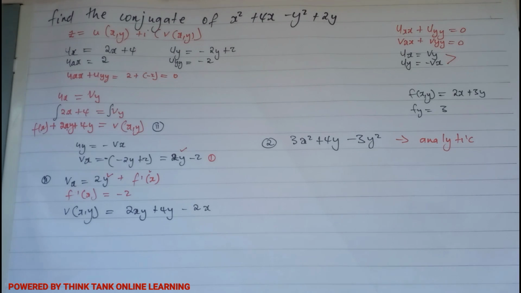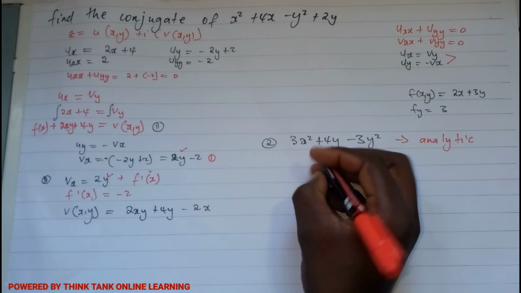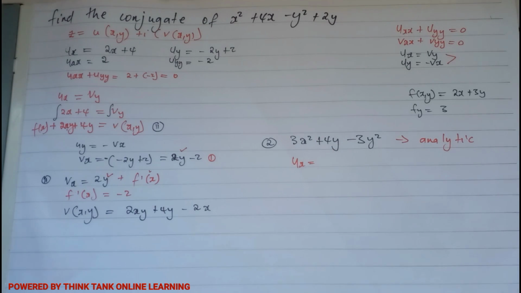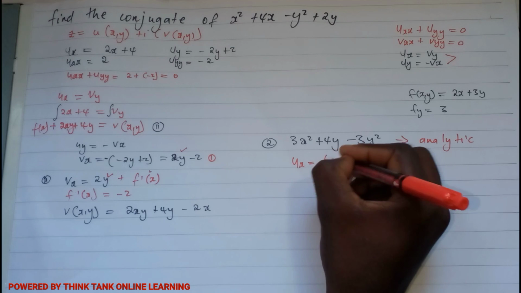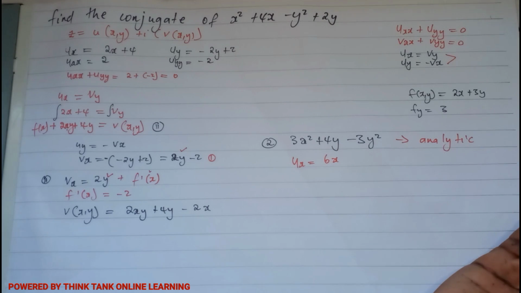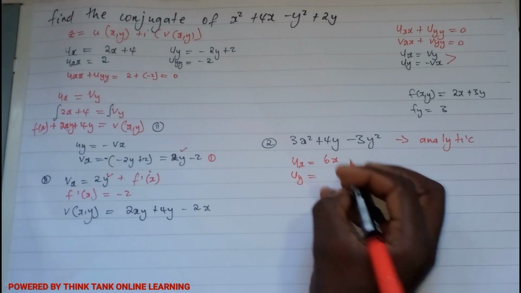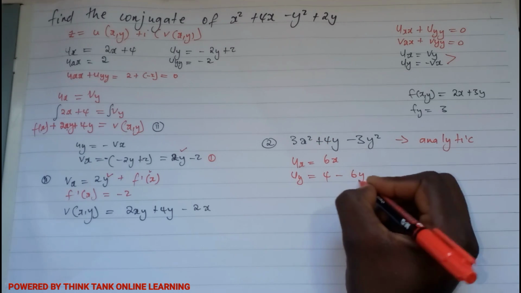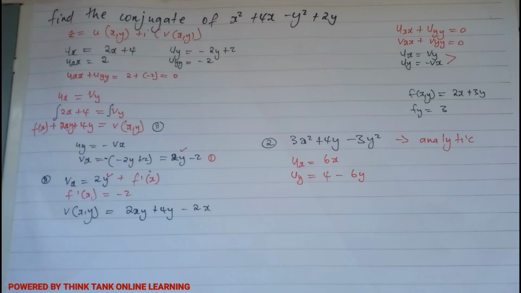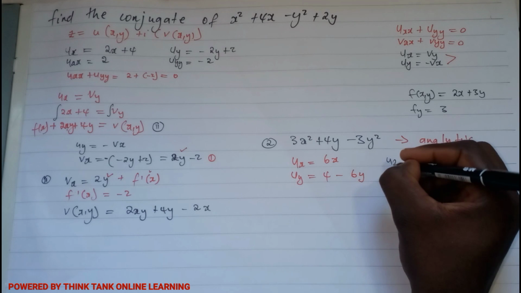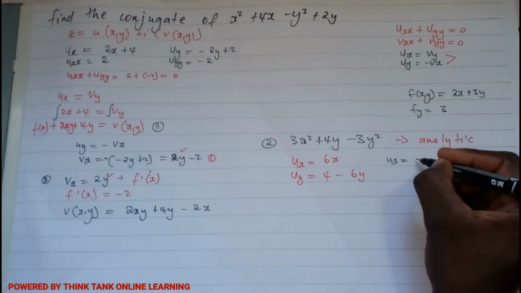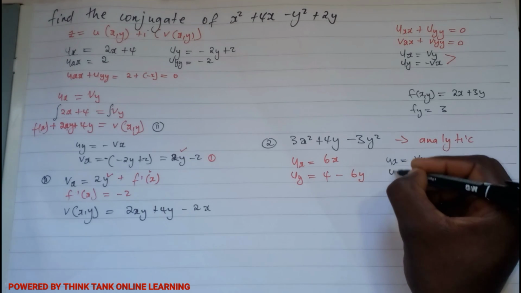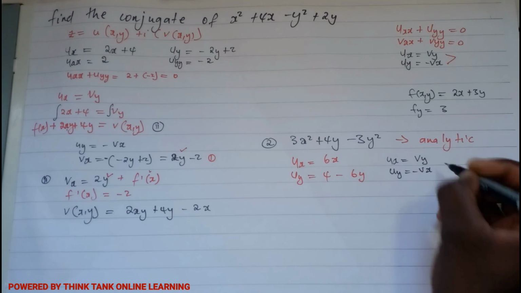First we're going to find ux. Differentiating with respect to x, we're going to get 6x. Now I want to find uy. What is going to be uy? We have 4 minus 6y. So we're going to use our Cauchy-Riemann equations. We say ux should be equal to vy, and uy should be equal to negative vx.